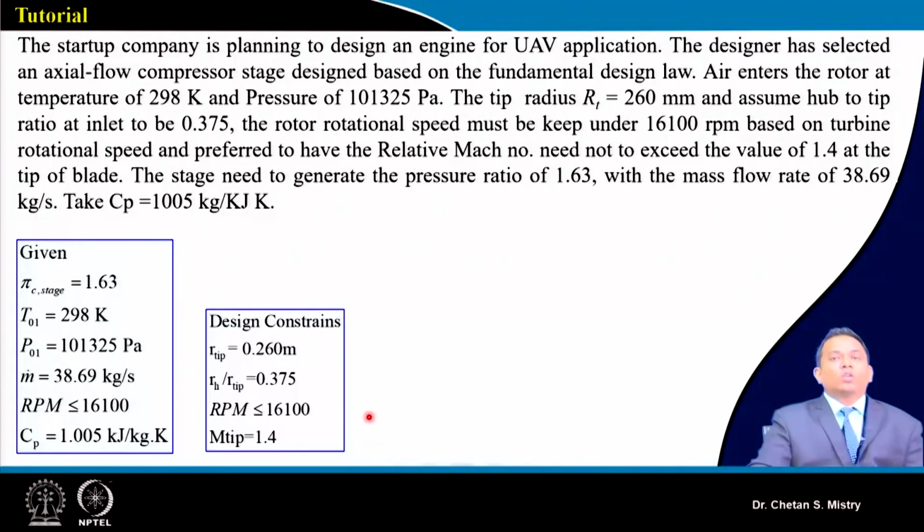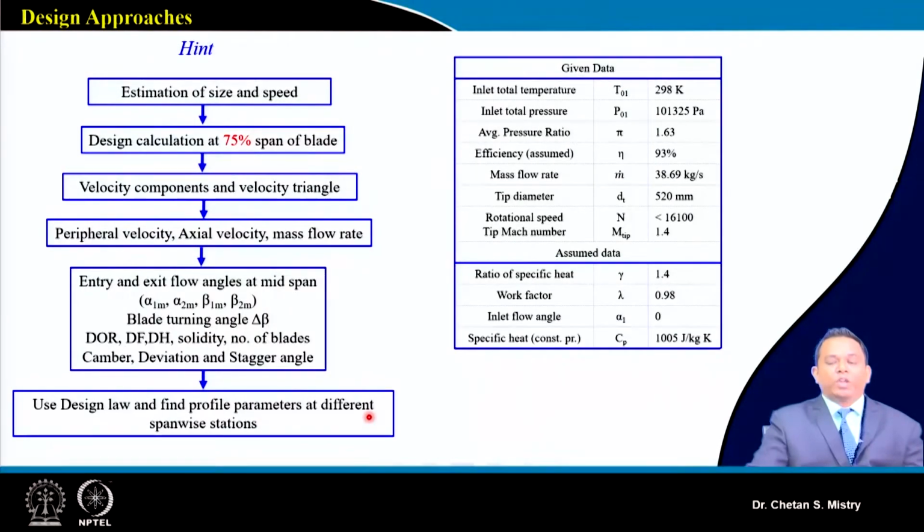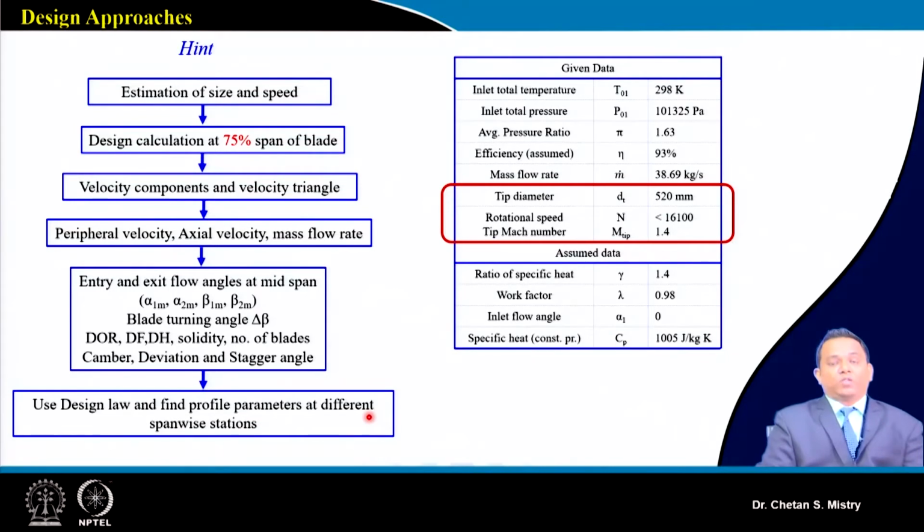Now in order to start approaching this design, let's see what we can do here. Based on the available data, as we have discussed, we have three constraints: my casing diameter, our rotational speed, and our tip Mach number. So how do we start designing such a transonic compressor? My Mach number at the tip is given as 1.4. That indicates that this compressor is of transonic nature.